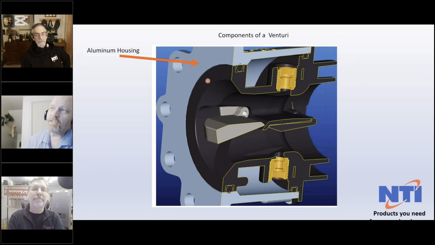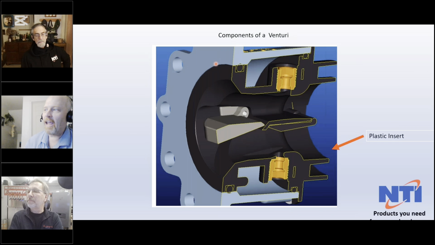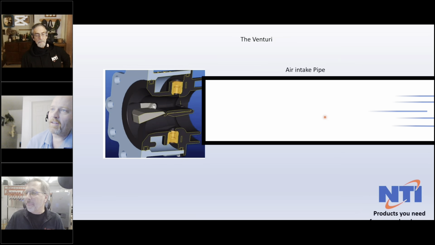So we've got an aluminum housing that just lets you bolt things on, connect your gas line, and it holds the whole assembly together. And of course, the plastic insert, which is all the black part here, comes separate from the aluminum housing. That's just the way we sell them.